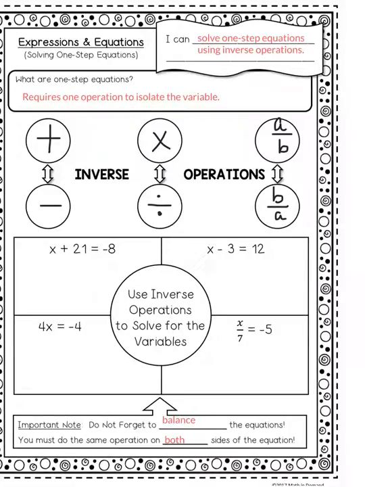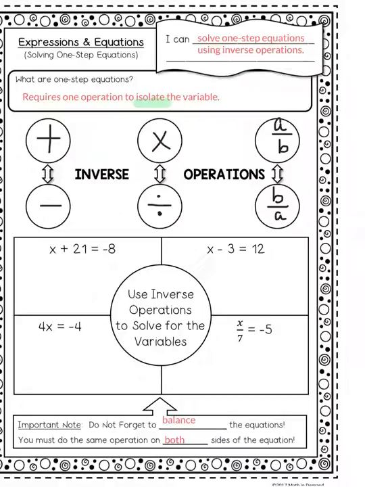Hello, our learning goal today is I can solve one-step equations using inverse operations. What are one-step equations? One-step equations require one operation to isolate the variable. When we isolate the variable, we get the variable by itself. So the goal again is to get the variable by itself.